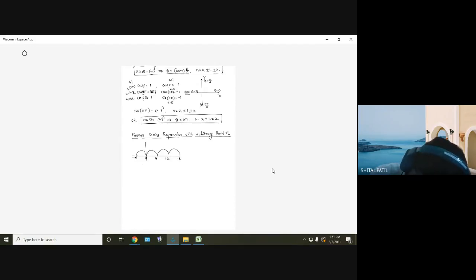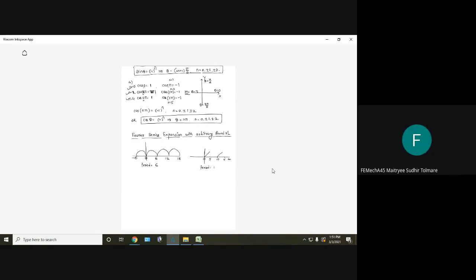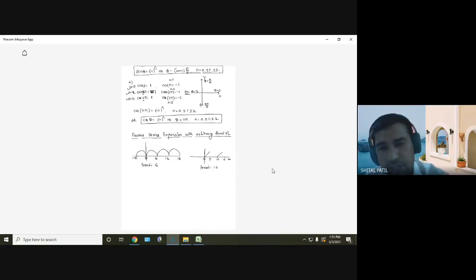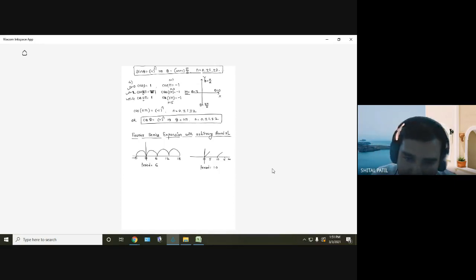What is period? Period is equal to 6. Then we took one more example of this kind: 0 to 5, then 10 to 15, then 20, and so on. So what was period here? Period is equal to 10. And in case of sine and cos, they have standard period pi. So now we want to consider period as arbitrary period, and arbitrary period is denoted by 2l.